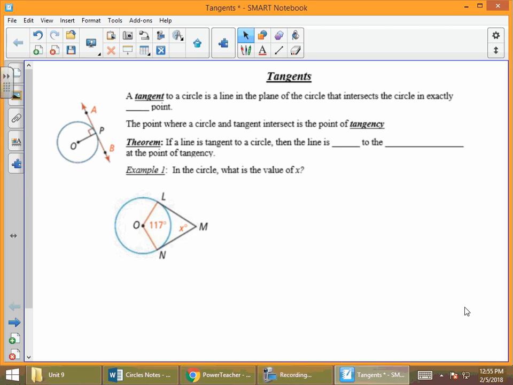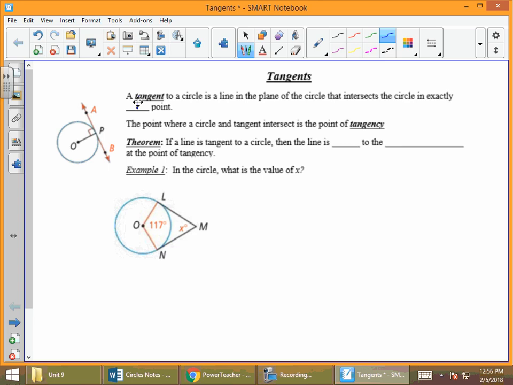Up here, we're going to learn another important line involving circles, and that line is a tangent line. A tangent to a circle is a line in a plane of the circle that intersects the circle in exactly one point. So it is a line that touches the edge of the circle at one point, and only one point. But if it touches more than one point, then it's a different type of line. The point where a circle and tangent intersect is called the point of tangency.